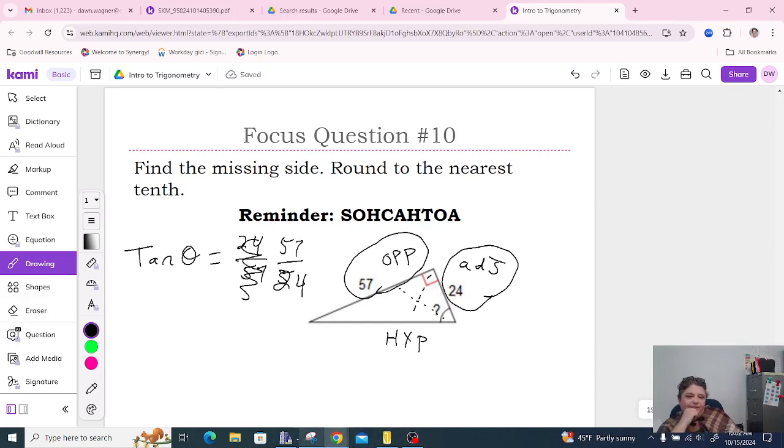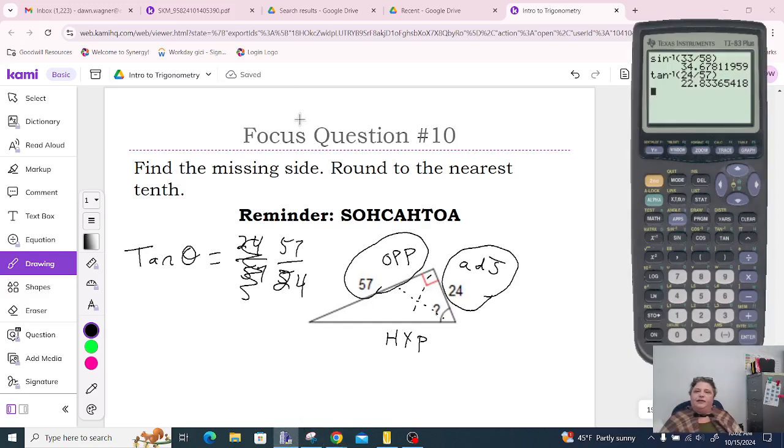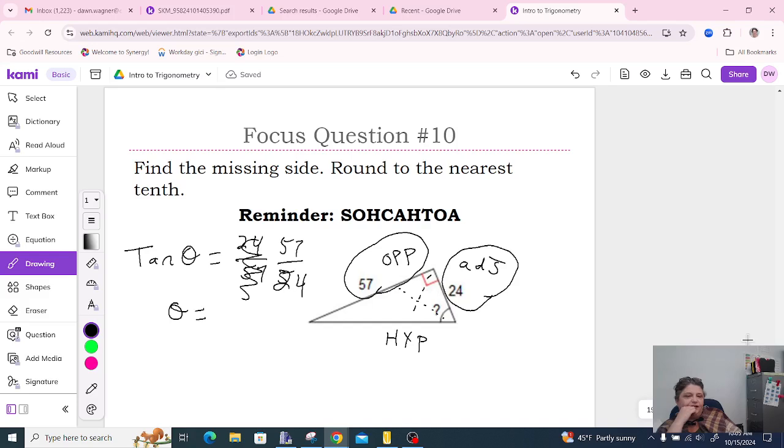Sorry about that. So it should be second tangent. 67? Is that what you got? 67? Yeah, you did it the correct way. I made a mistake. So theta equals 67 degrees. Okay.